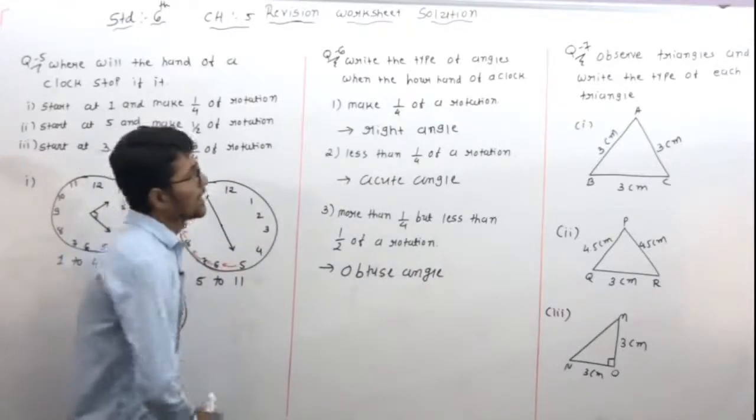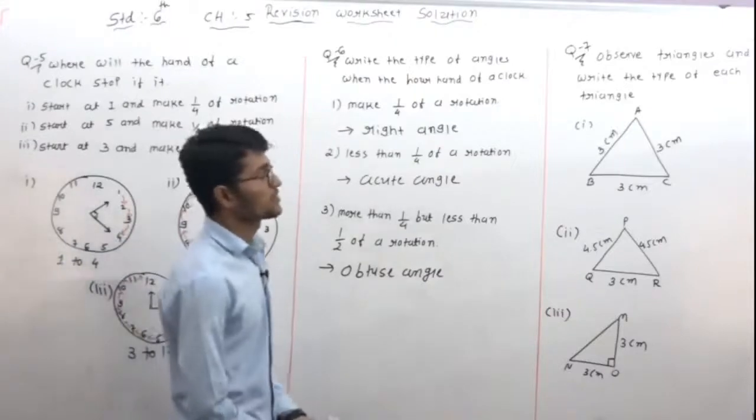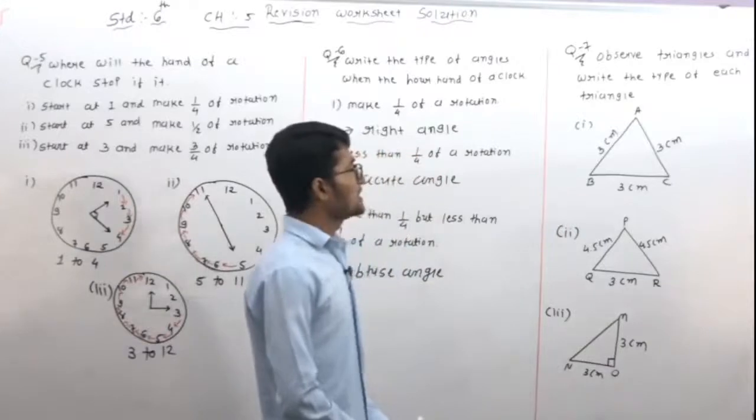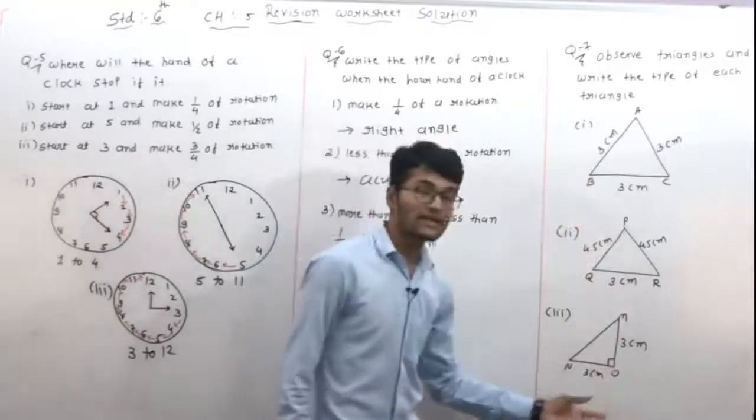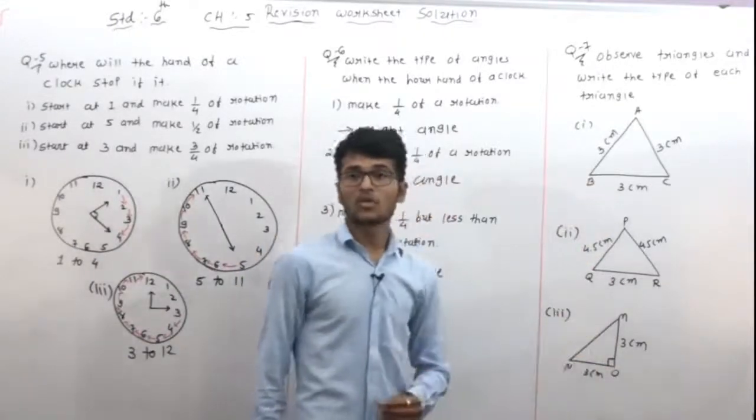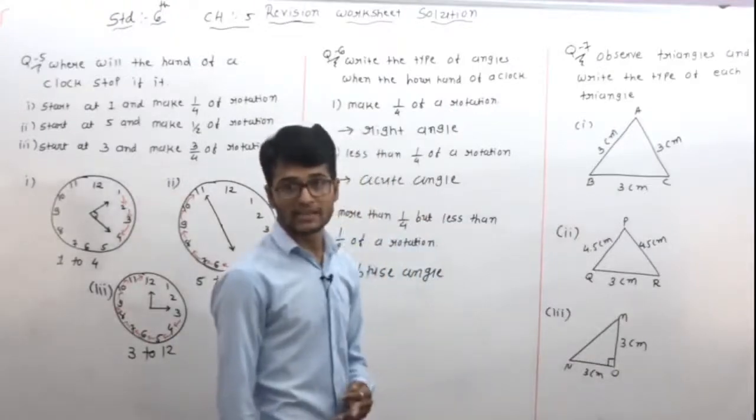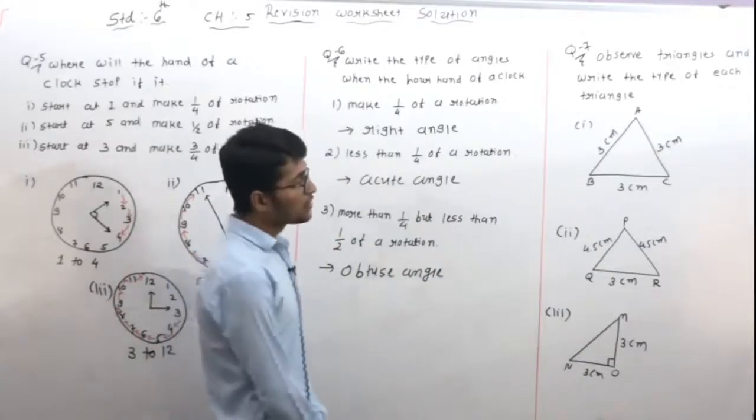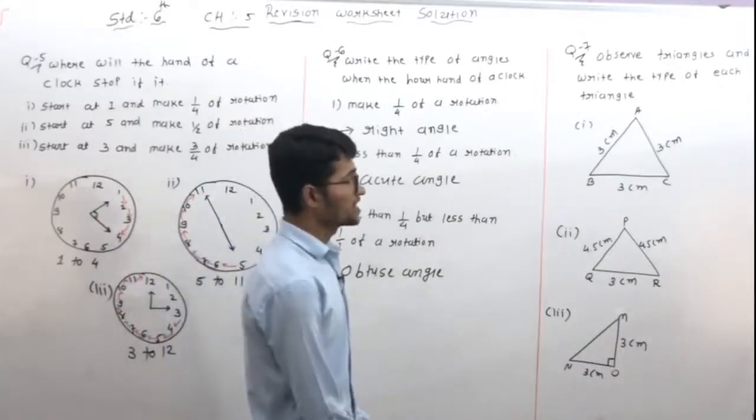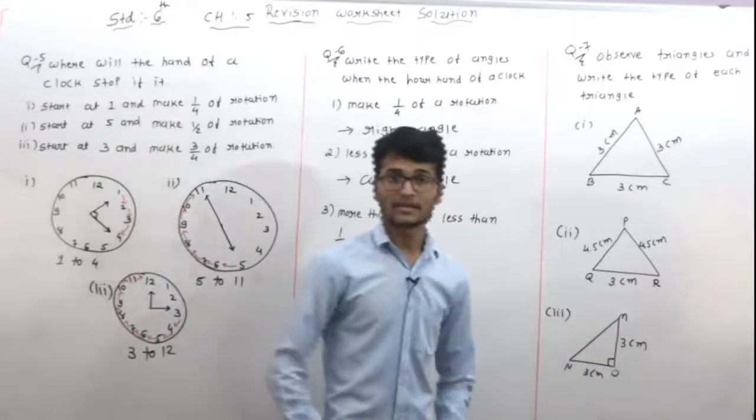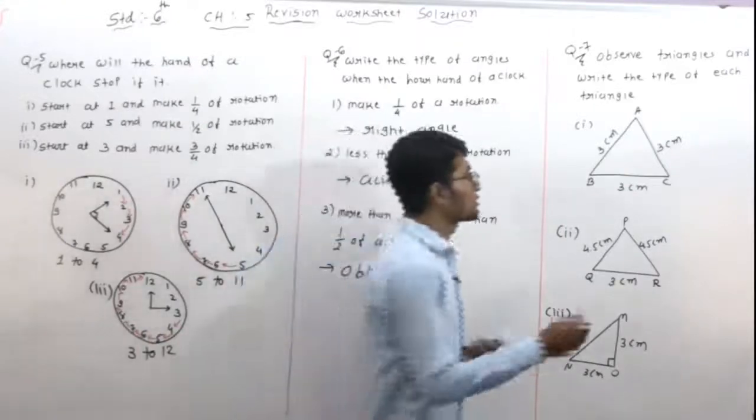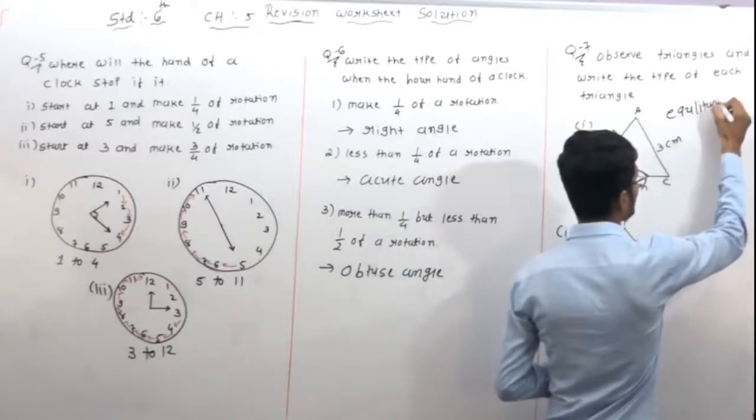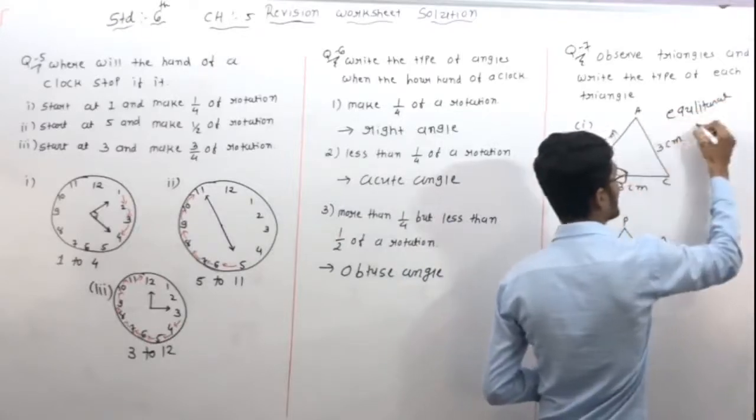Okay. Now the next question is question number 7. Observe the triangles and write the type of each triangle. First of all, observe the given triangle and write which type of triangle it is. In the first triangle, all the sides are the same: 3 centimeter, 3 centimeter and 3 centimeter. Right? So which type of triangle is this? It's an equilateral triangle.